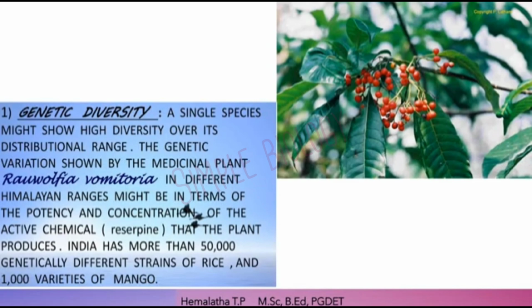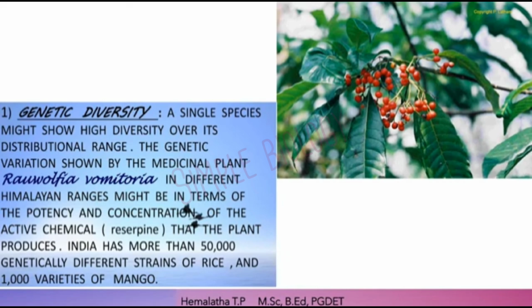Here is one example of Rauwolfia vomitoria. This is one of the plants which grows near the Himalayan ranges. It is a medicinal plant. In Sanskrit, we call it Serpagandha. This plant has an active chemical called reserpine. Because of this chemical, these plants are grown, and this medicine is very widely used for different purposes.